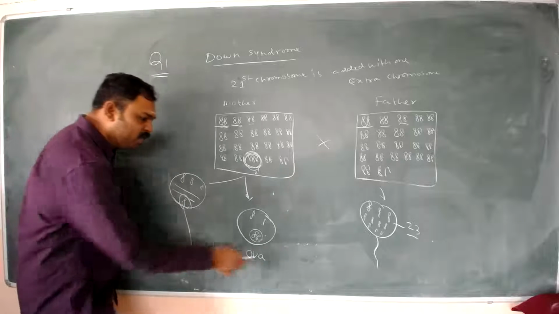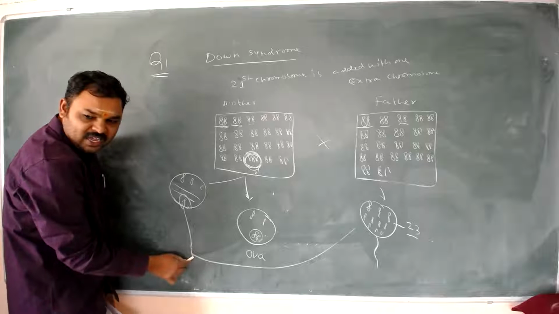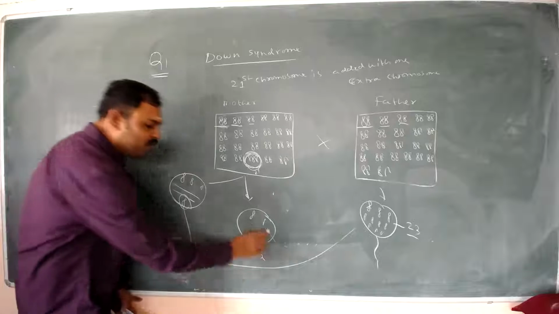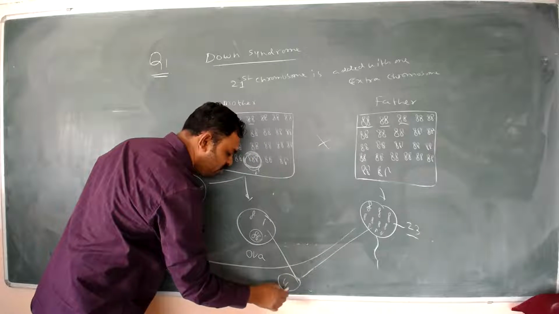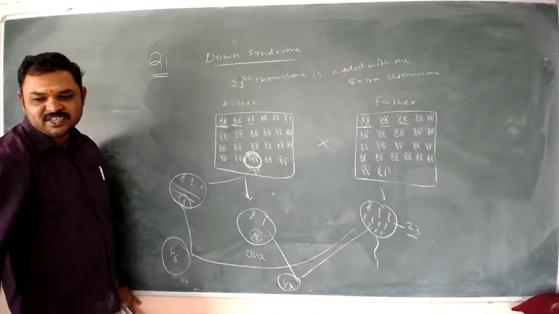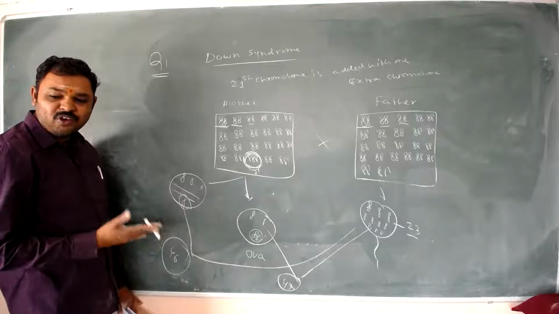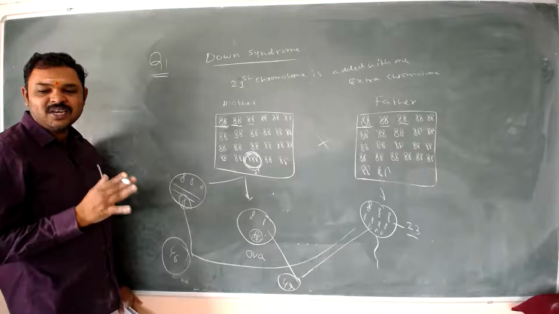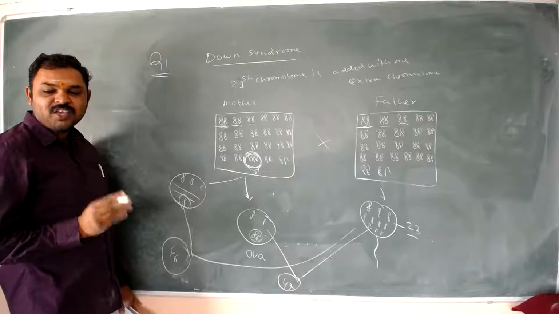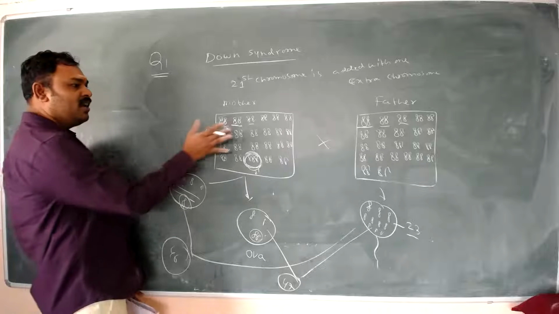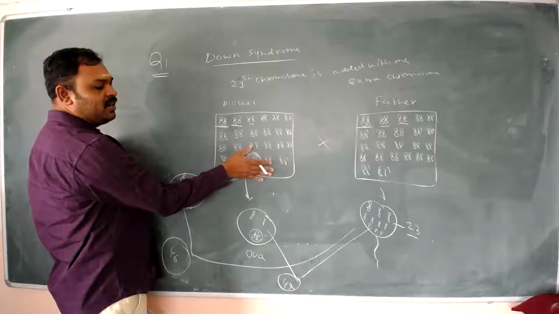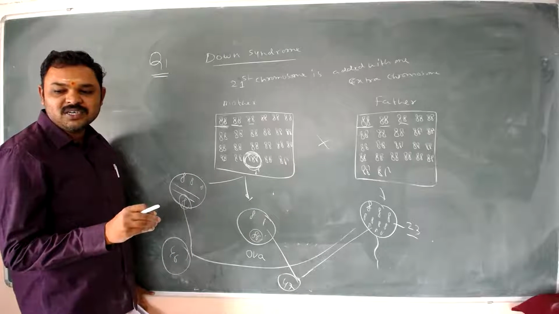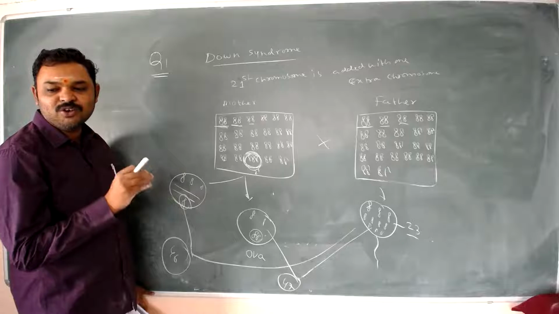So when a normal ova and normal sperm fuse, how many chromosomes will there be? 46 chromosomes. When an abnormal ova and normal sperm fuse, how many chromosomes? 47. The 21st is trisomic. Therefore, out of two, how many are impacted? One is impacted. So what is the percentage of children affected with Down syndrome if a marriage is held between a mother affected with Down syndrome and a normal father?